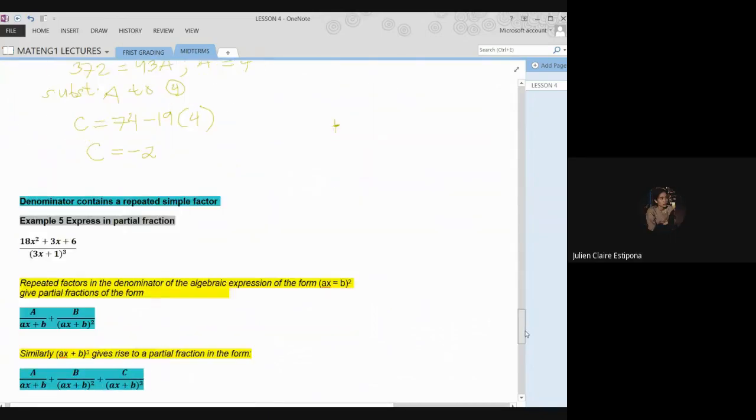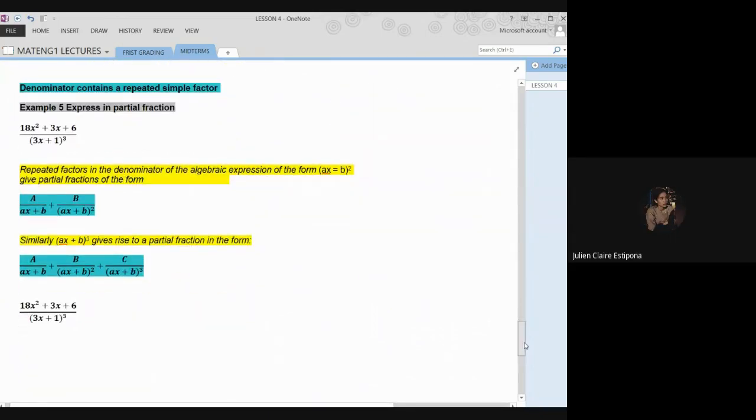Okay, so let's have our final example. Denominator contains a repeated simple factor. We have here example number 5. Let us express the expression to its partial fraction. We have here 18x squared plus 3x plus 6 divided by 3x plus 1 raised to 3, that is already cube, okay?